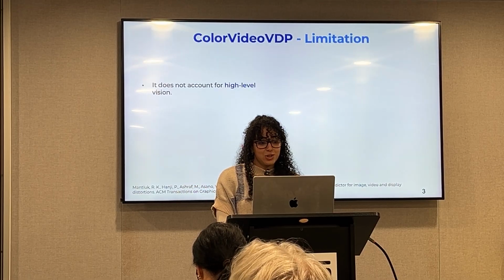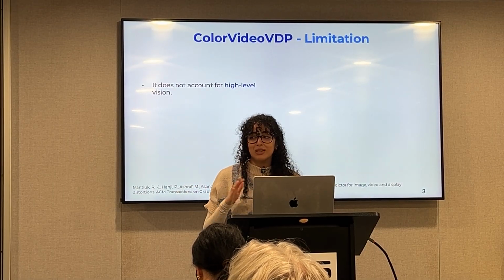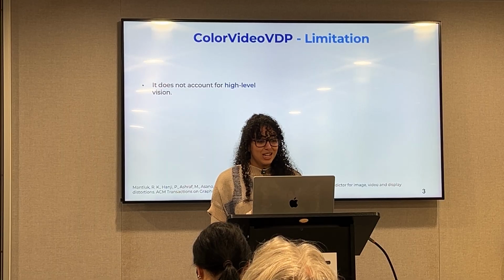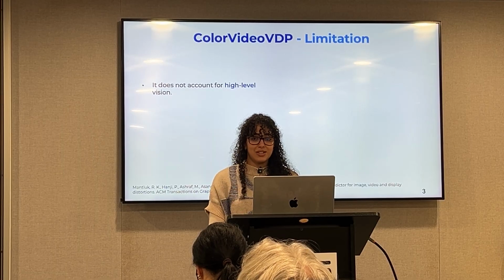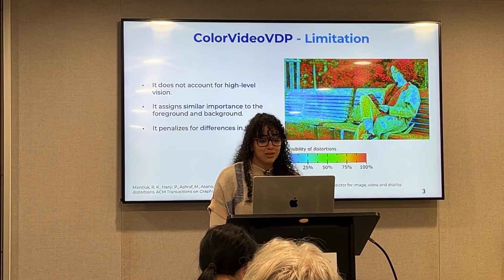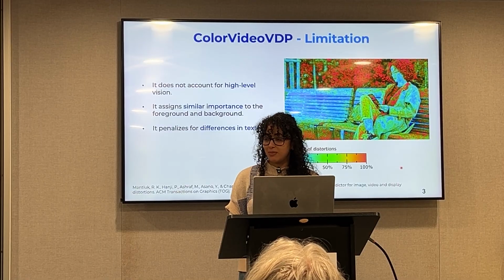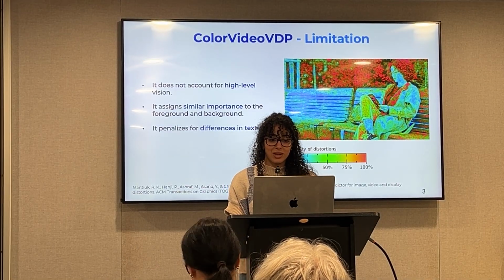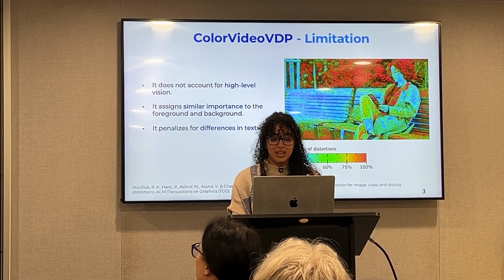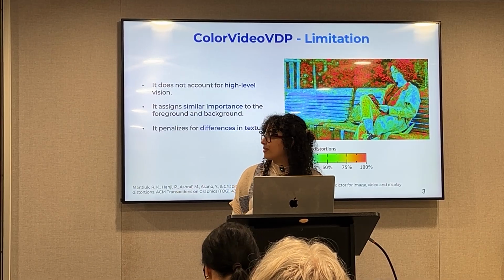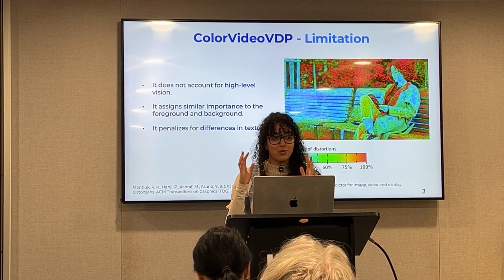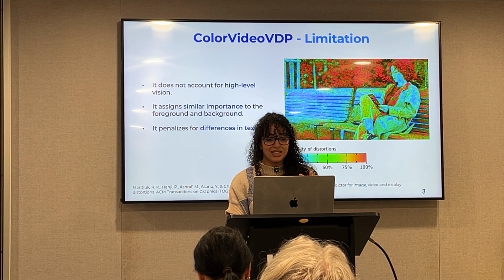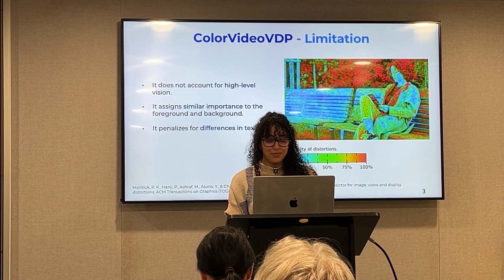However, the main issue with ColorVideoVDP is that it's only based on low-level human vision, so it doesn't really account for high-level vision. For instance, here we're showing the distortion map of ColorVideoVDP, and you can see that it's assigning similar importance to the background and to the foreground. In reality, most people watching a TV like this are mostly focusing on the foreground and discarding the distortion happening in the background.